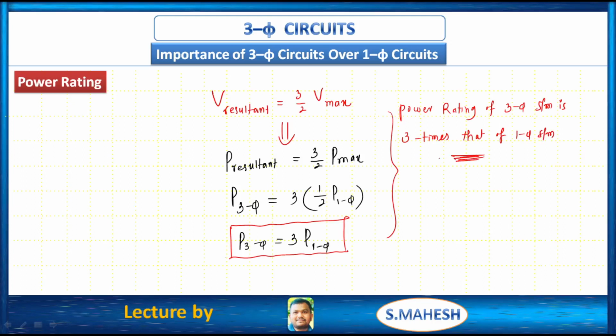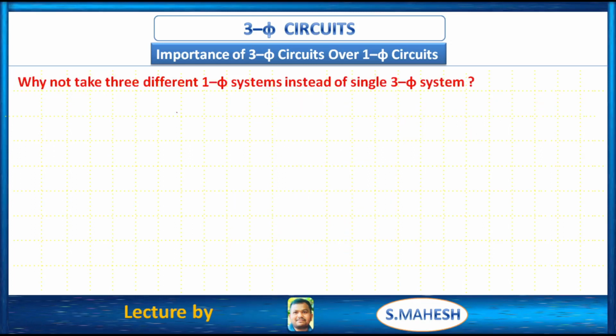Then the question is, why not take 3 different single phase systems instead of a single 3-phase system? By this we can conclude that the power of a 3-phase system is 3 times the power of a single phase system. Then we have to discuss an important question: why not take 3 different single phase systems instead of a single 3-phase system? In any case we will get 3 times the power of a single phase system. Then why do we need only a single 3-phase system?